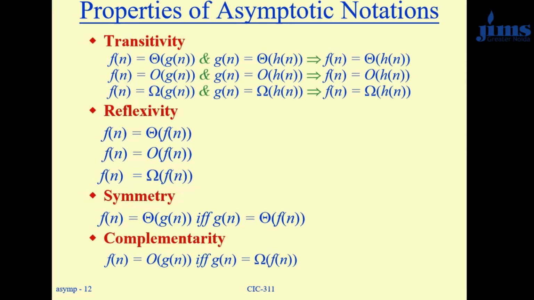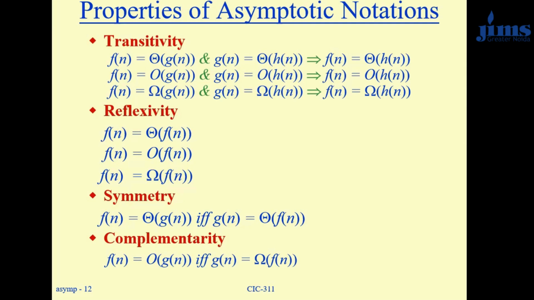Coming to reflexivity: when is a relation said to be reflexive? If every value is related to itself, then we say the relation is reflexive. For example, equality is a reflexive relation, while greater than is not. But in the case of theta notation, what is the scenario? We say that the degree of g(n) should be equal to that of f(n). So each function itself also satisfies the criteria of theta notation, for any function f(n). So f(n) = theta of f(n). Theta is a reflexive relation.